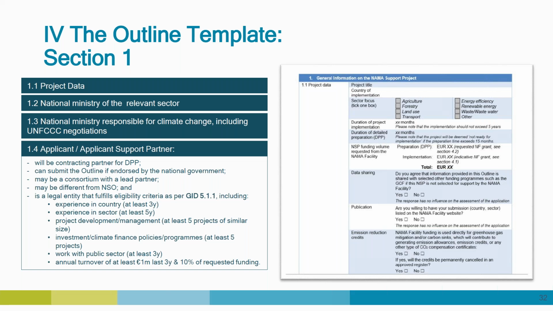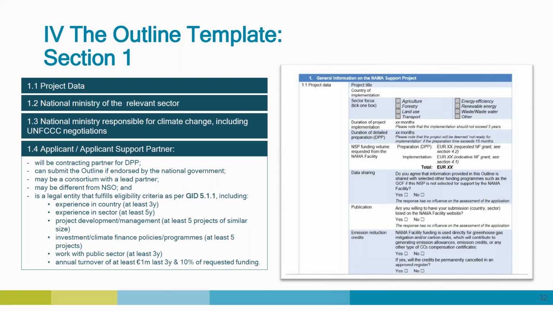To be clear here, we expect endorsement letters from both ministries. We will cover that topic later when we discuss the mandatory annexes. In addition to the national ministries, central roles are given to the applicant support partner, the implementing partners, and the NAMA support organization. Let me take a quick look at the functions of the national ministries, applicant support partner, and implementing partners and their eligibility requirements.